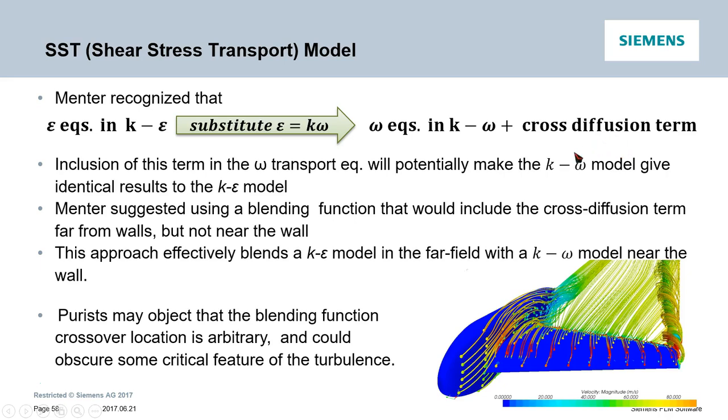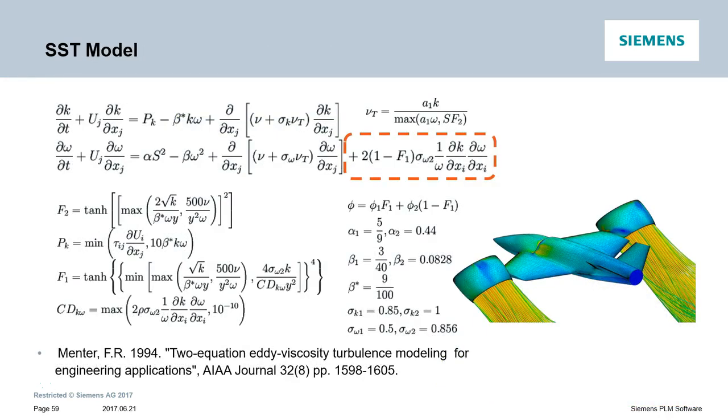So Menter proposed that a blending function can be used to include this cross diffusion term far from the wall and not near the wall. So this approach effectively blends the K epsilon model in the far field with the K omega model near wall. And one may argue that this blending function crossover location is arbitrary, and that is still open for debate. For the sake of completeness, these are the equations for K omega and the blending functions. And this seemingly intricate function is simply an operational device to interpolate between K omega and K epsilon model.